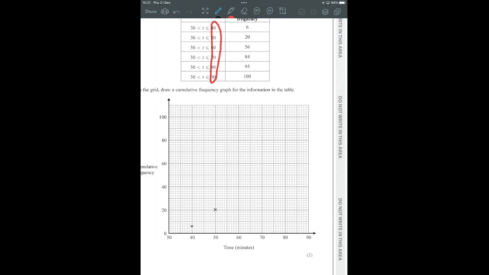At 60, I'm now up at 56. At 70, 84. Notice I've spotted that each little square goes up in 2s.